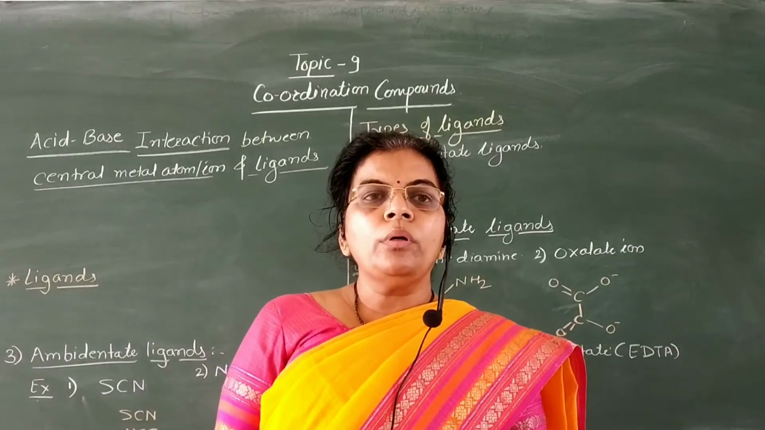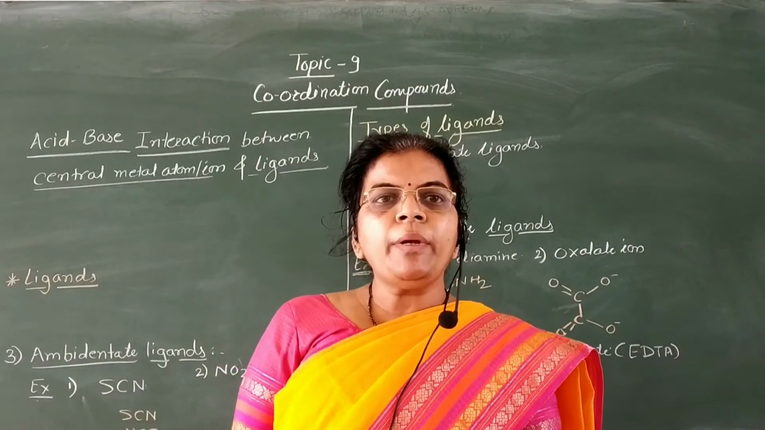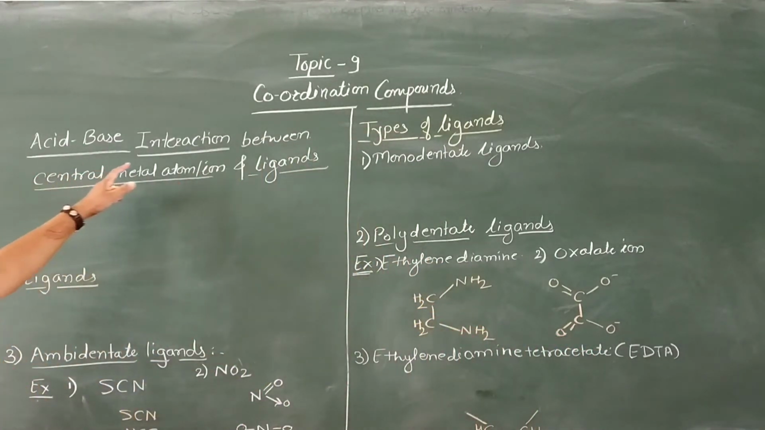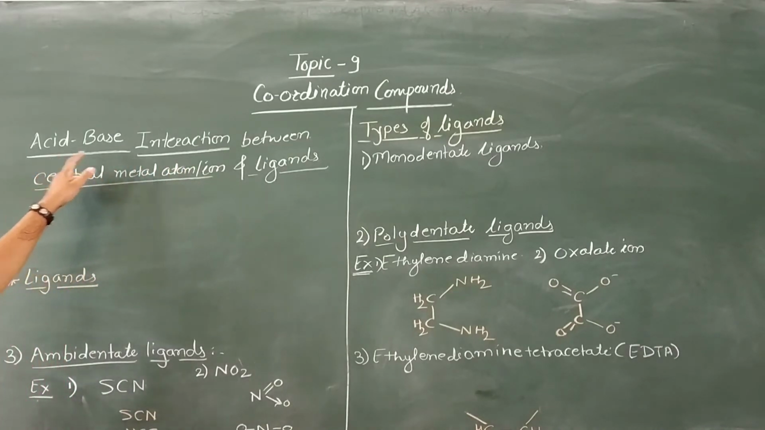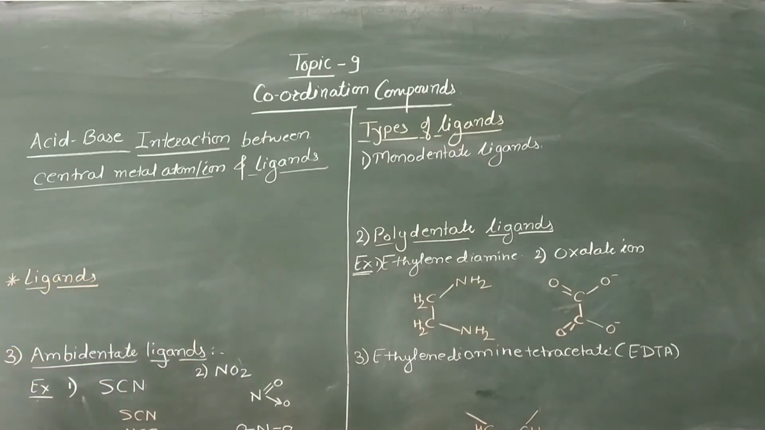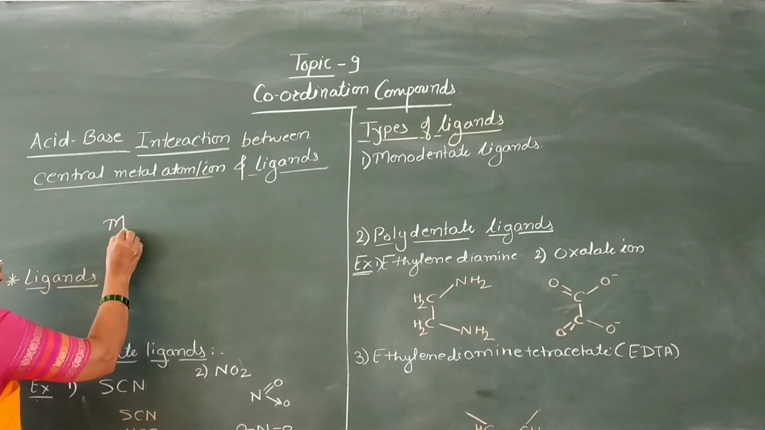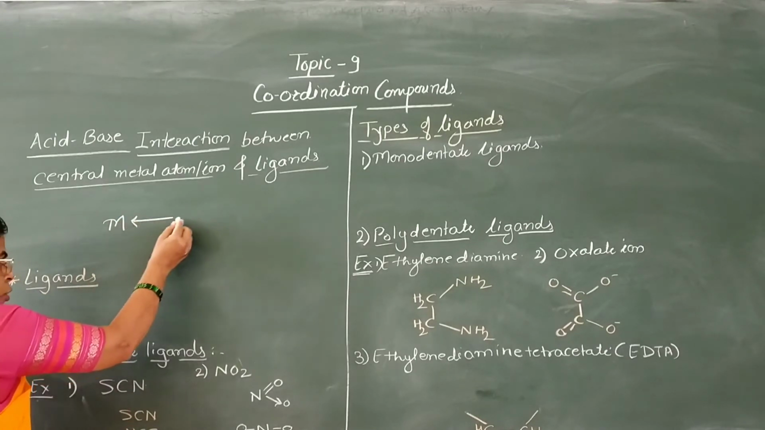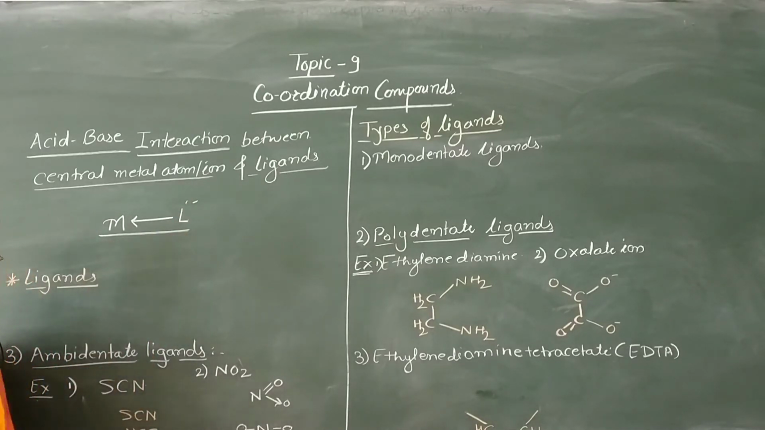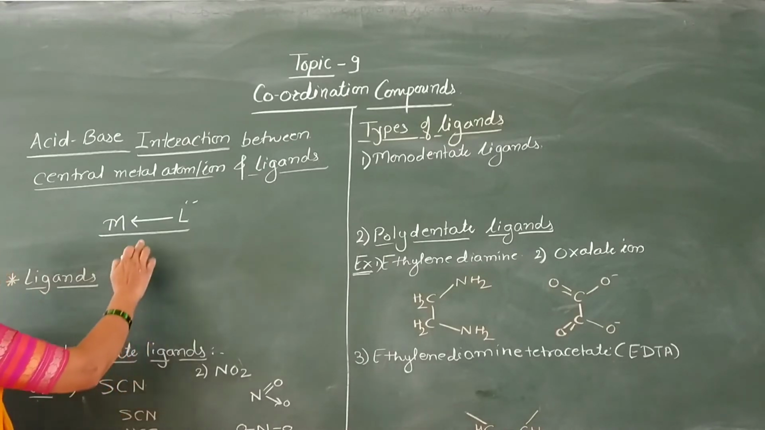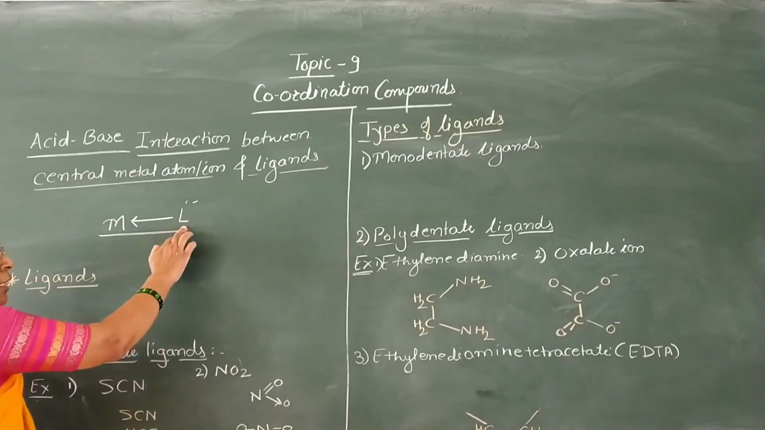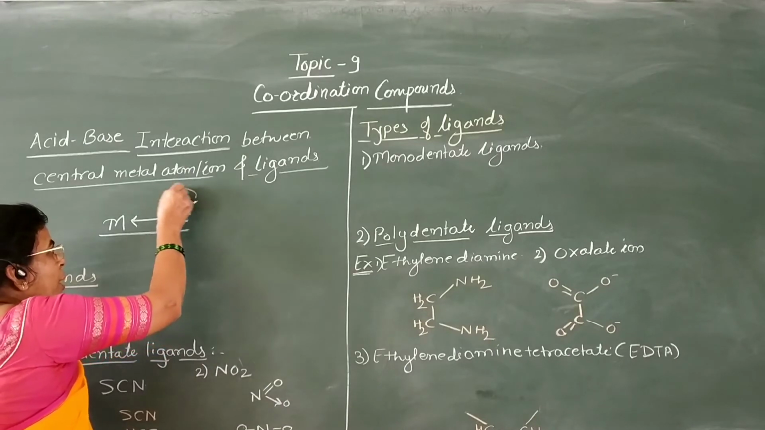In a coordination compound, the interaction between the central metal atom or ion and the ligand seems like an acid-base interaction. We are going to see this acid-base interaction between the central metal atom or ion and the ligand. We have seen that the central metal atom or ion accepts an electron pair from the ligand, and then the formation of the bond between metal and ligand takes place.